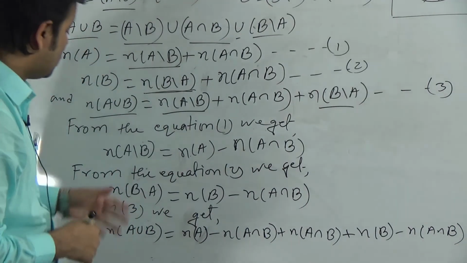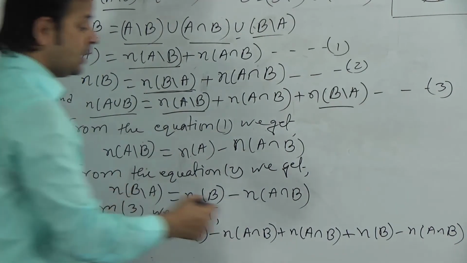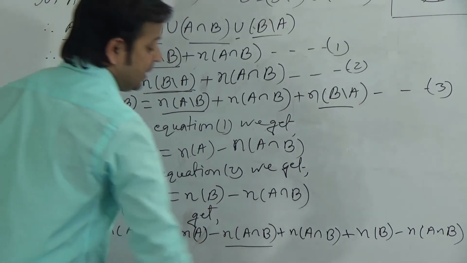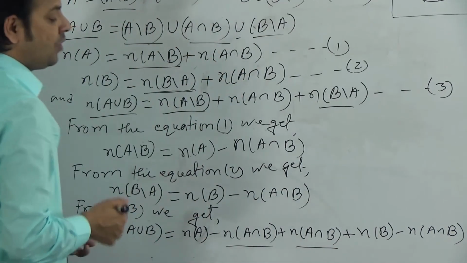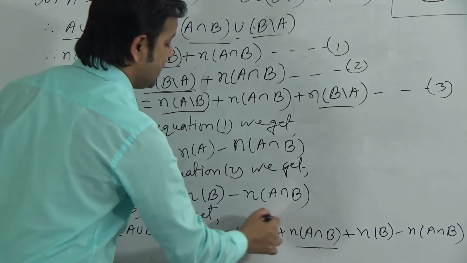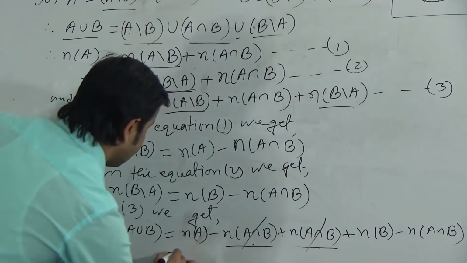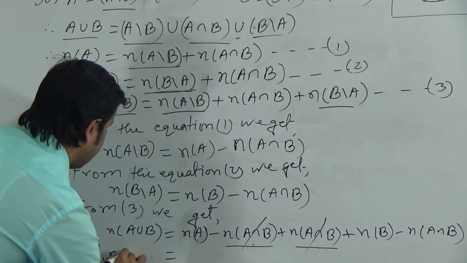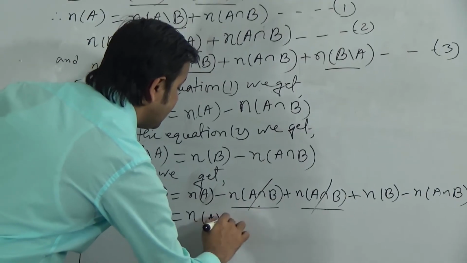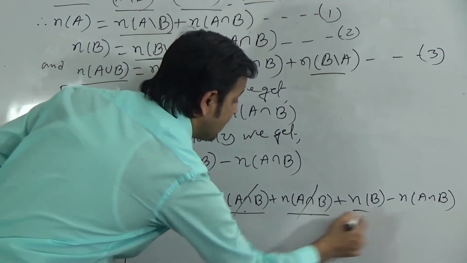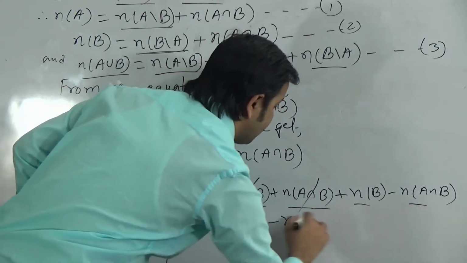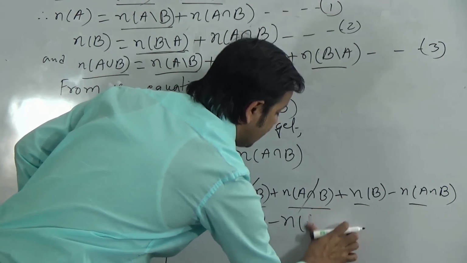Okay, dear students, so we can see here number of elements of A intersection B is positive here, number of elements of A intersection B is negative here and positive here. So these two vanish each other. So what is remaining here? We can write here, therefore number of elements of A union B is equal to number of elements of A plus this one remaining, number of elements of B, minus this one remaining, number of elements of A intersection B.